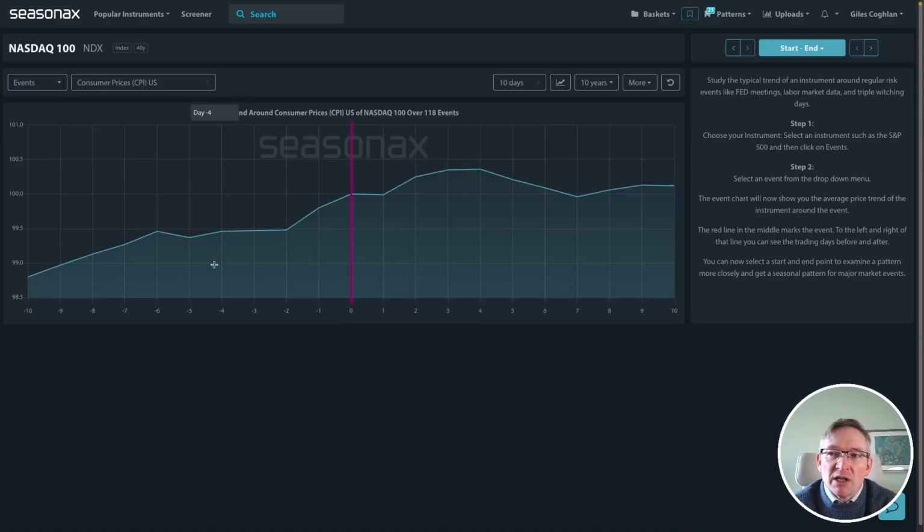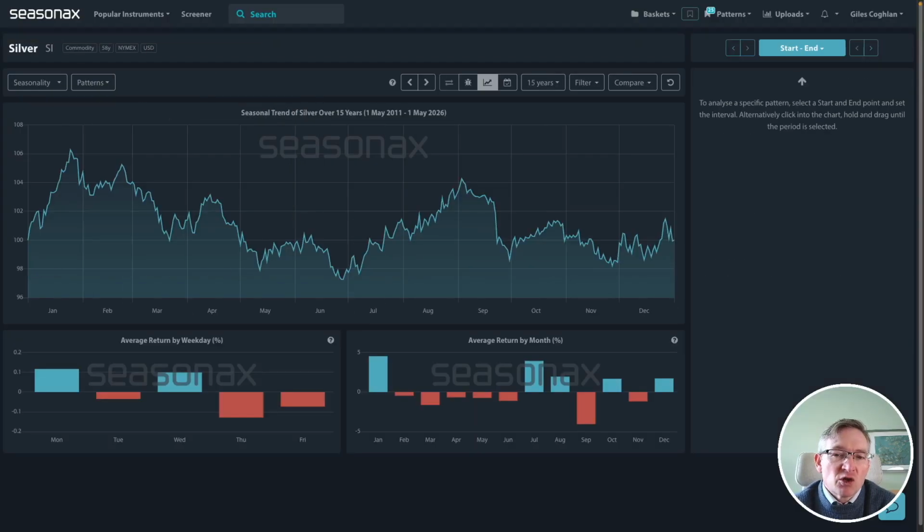Now, stop loss placement is one of the most challenging aspects of position trading because stops need to be wide enough to withstand normal volatility, but controlled enough to protect capital. And what seasonality really helps here is by showing typical drawdowns within seasonal trends, also showing historical volatility ranges and normal adverse excursions.